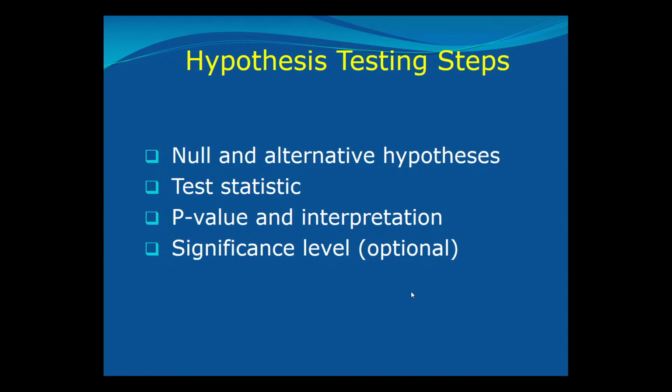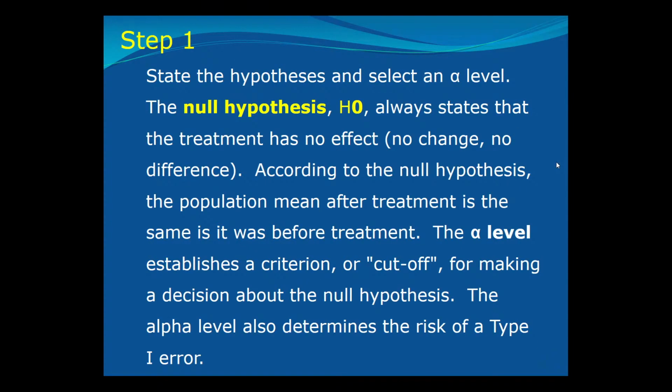On this slide, you see four hypothesis testing steps. The first step always is to set up the null and alternative hypothesis. Then we need the test statistic, so we need to calculate it first. Then we need to estimate the p-value and interpret this p-value. And optionally, we can estimate the significance level and make our conclusions. Let's talk about each of these steps.